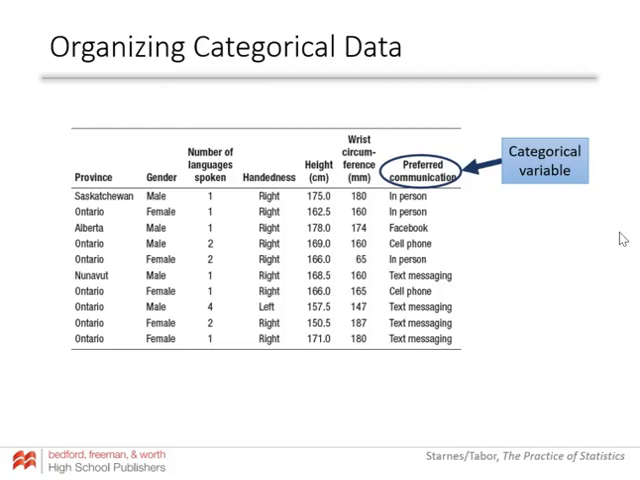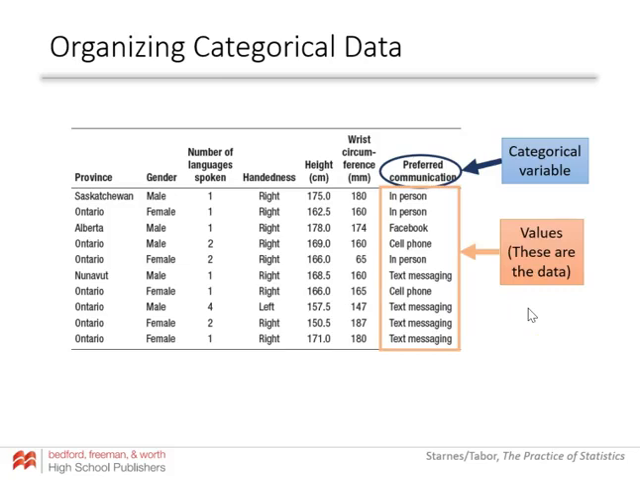Okay, so here's an example. We have some data. The people would be our individuals, and the variables that we collected were what province in Canada they live in, their gender, the number of languages they speak, what hand they are, their height, their wrist circumference, and how they prefer to communicate. Preferred communication, province, gender, those things would be categorical variables. And then number of languages spoken, height, and wrist circumference, those would be quantitative variables.